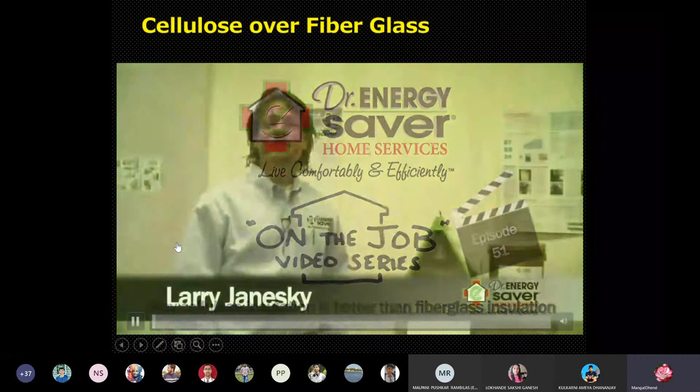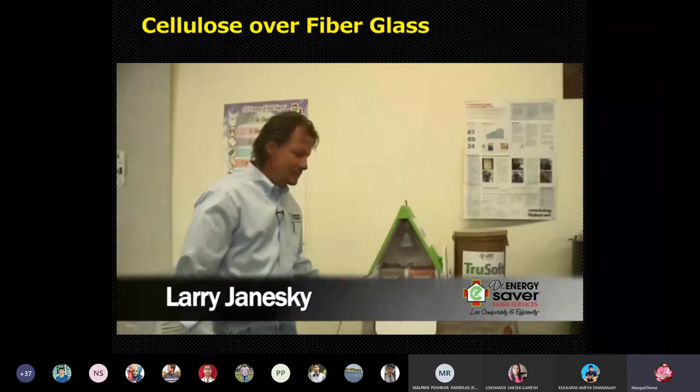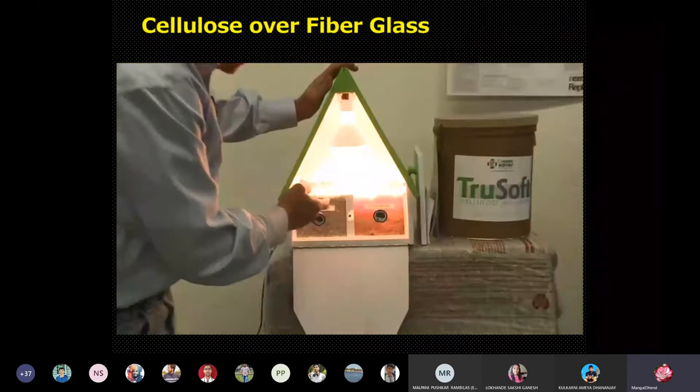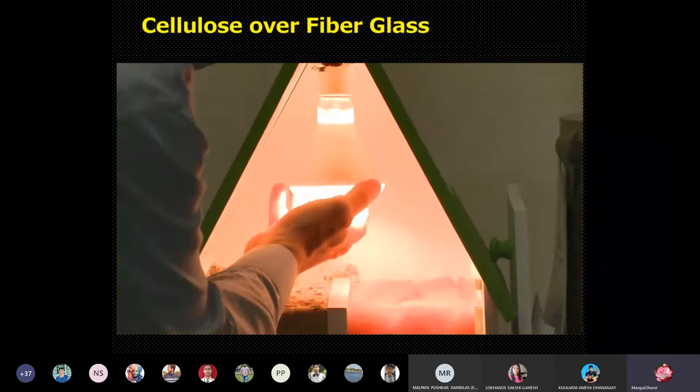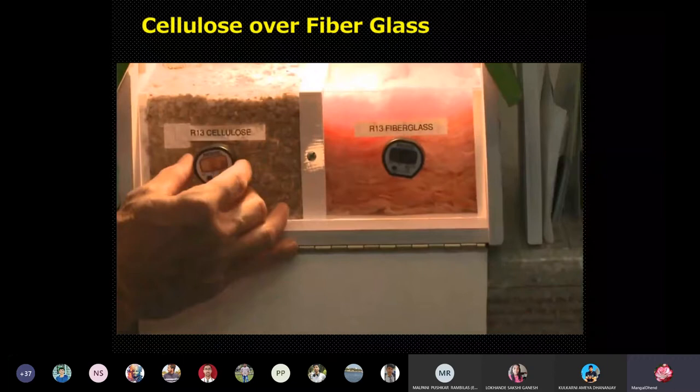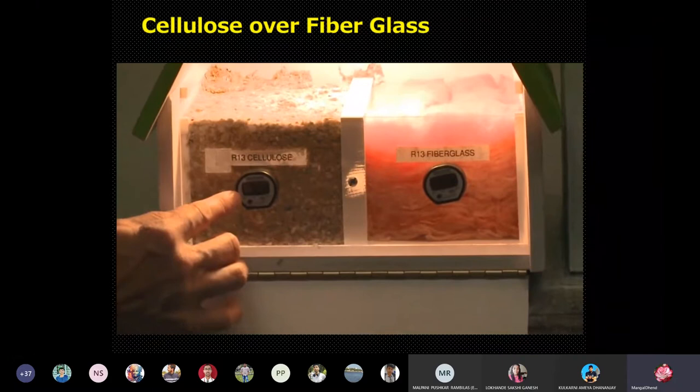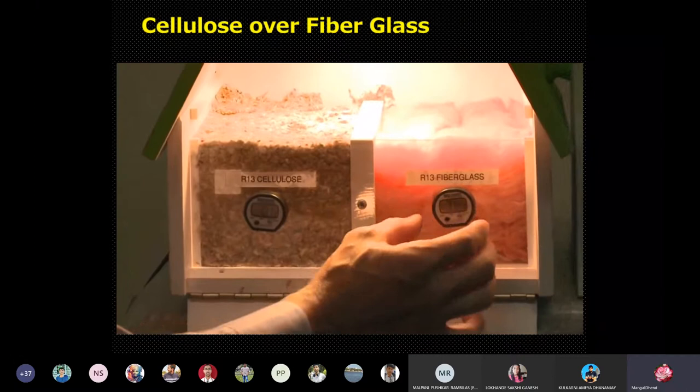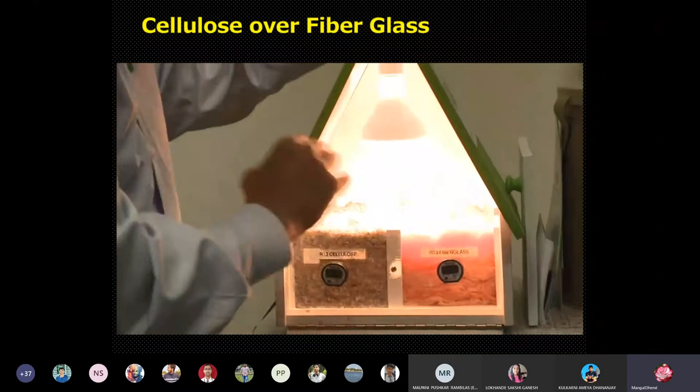Hey, I'm Larry Janeski from Dr. Energy Saver, and today we're going to be talking about cellulose insulation compared to fiberglass insulation. We have a little demonstration house here, and here we have a light bulb that obviously produces heat, an incandescent light bulb, not the light bulbs that we use here, but the old-fashioned Thomas Edison kind producing a lot of heat. Here we have cellulose insulation on the left side and fiberglass insulation on the right side, and we have little thermometers here. It says 70 degrees inside here, and it started at 70 degrees. It's moving up already, and we're going to see what happens through the course of this video over a few minutes to the temperatures and how the heat can penetrate that insulation.